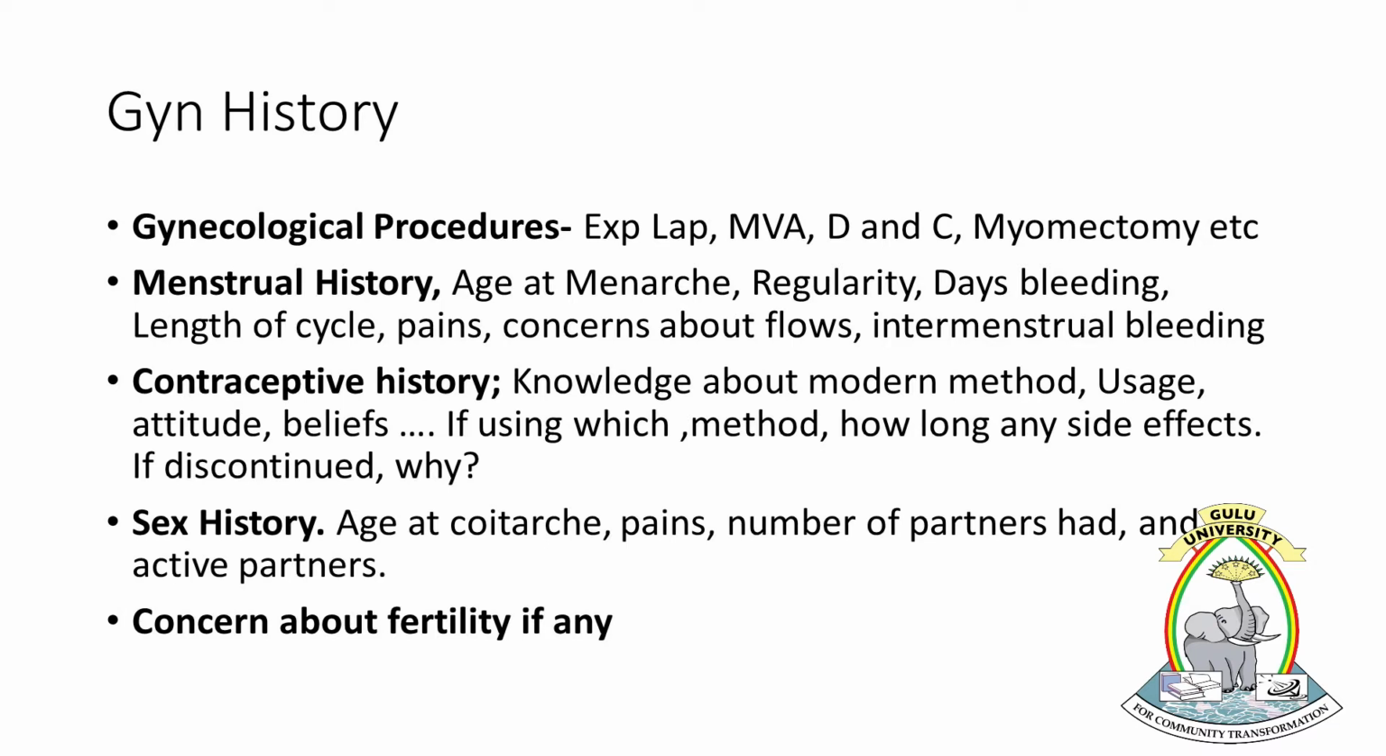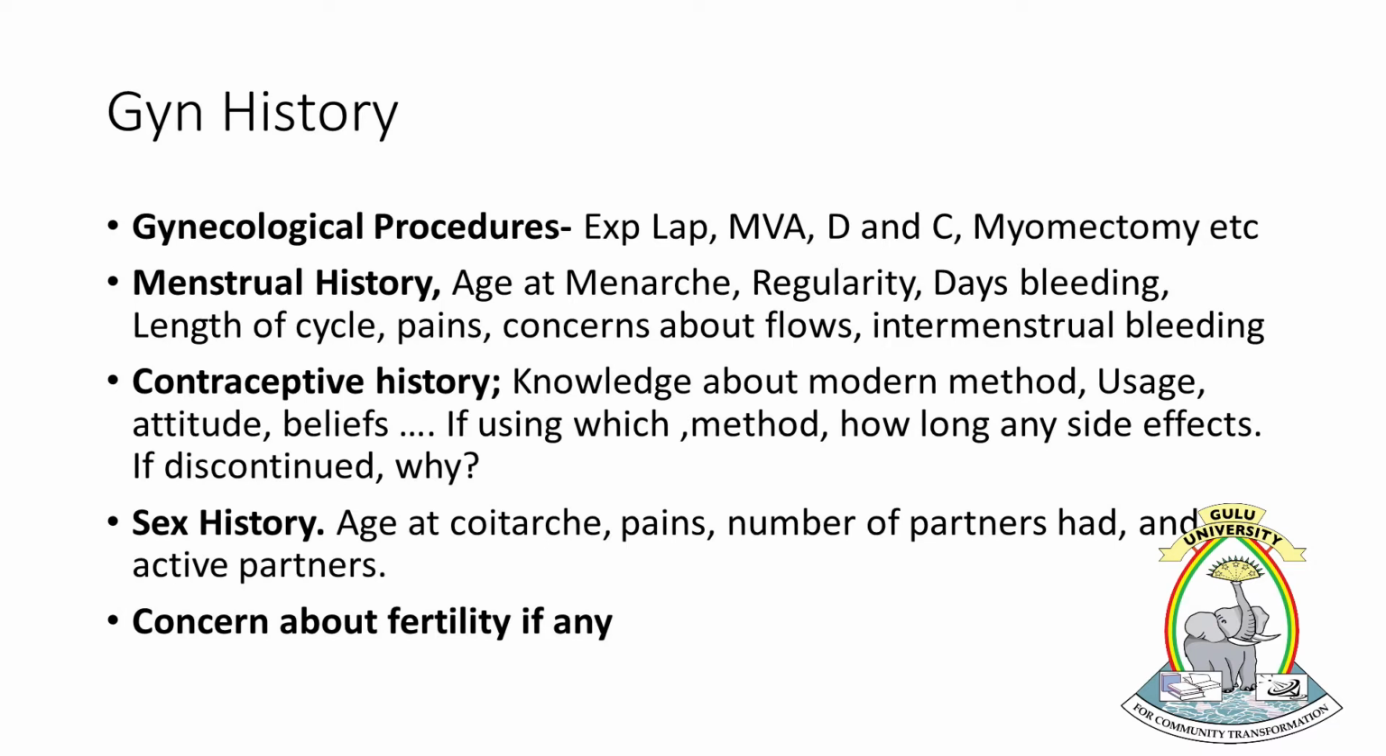Also part of the past gyn history, you look at the menstrual history, the age at menarche, how regular the period is, the days she spends bleeding, and then the cycle length, the pains that she has during the period, any concern about the flows, is it too much, is it too little? If there is any intermenstrual bleeding between the periods, it should be noted at this point.